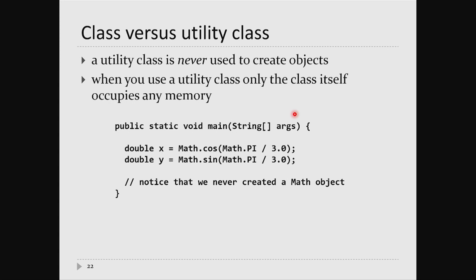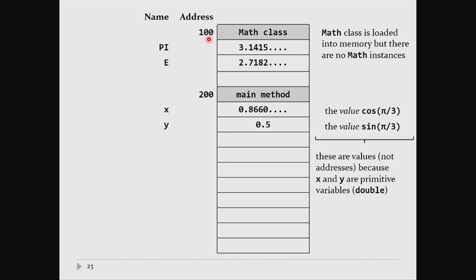So a utility class is never used to make objects via a constructor. It might return objects, so it might make objects, but it doesn't have a constructor, so you're not making objects of the utility class type. When you use a utility class, only the class itself takes up any memory. So with Math.cos and Math.sin, there are no Math objects here. There are no Math objects in memory. There's just the class.